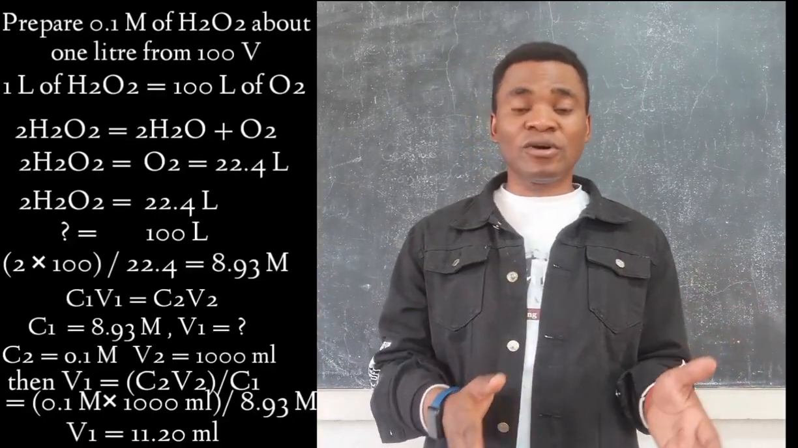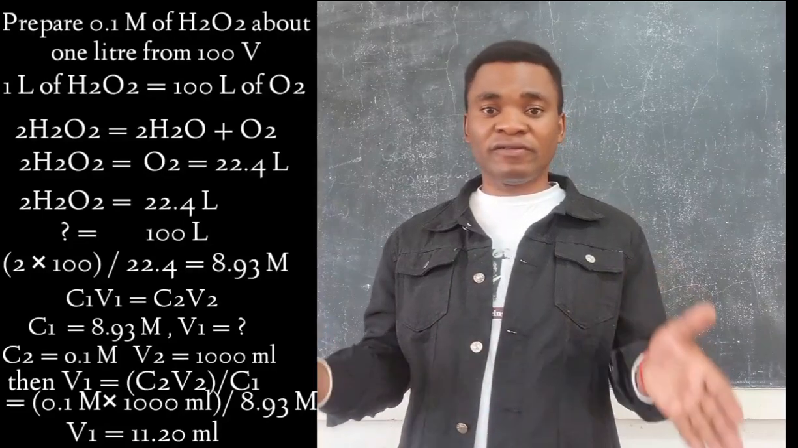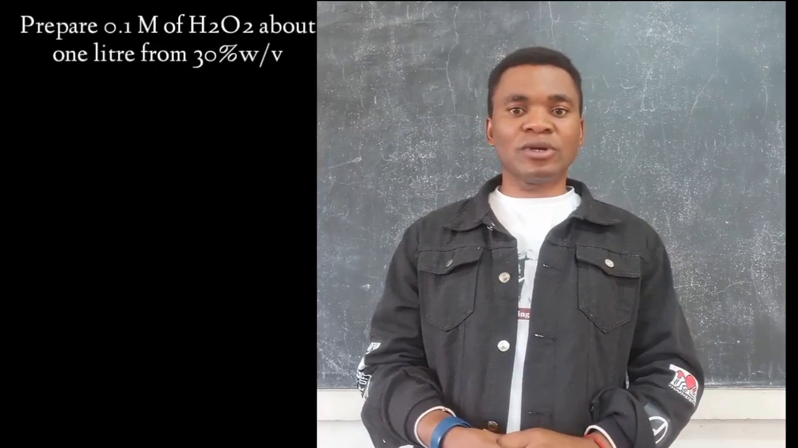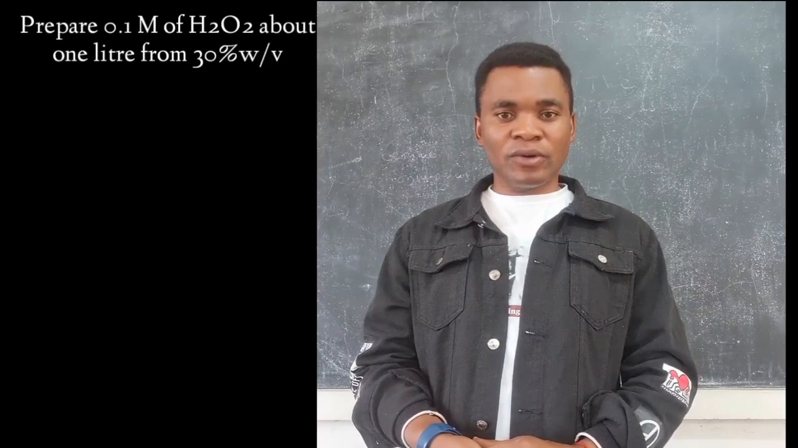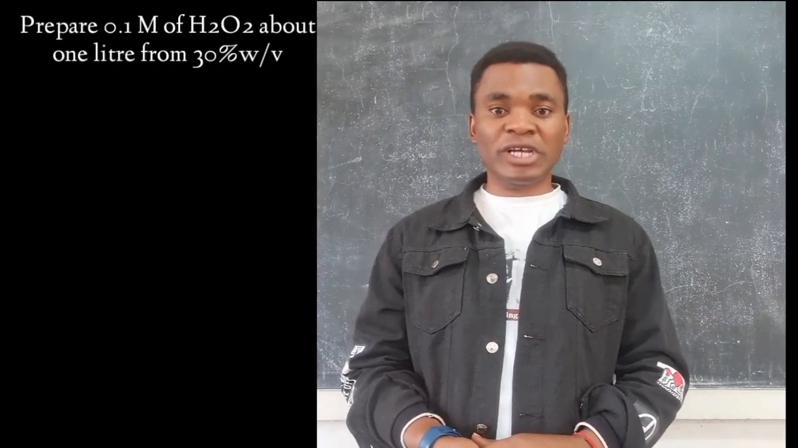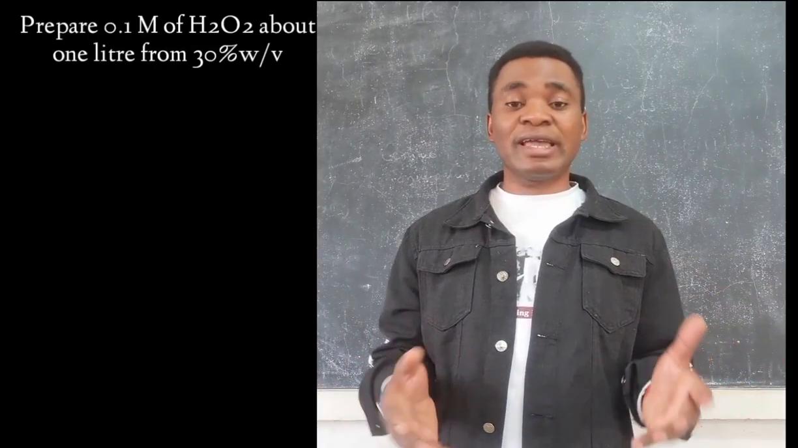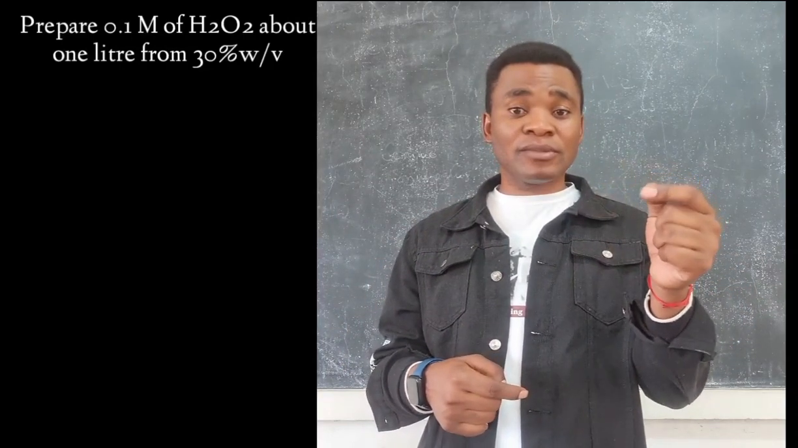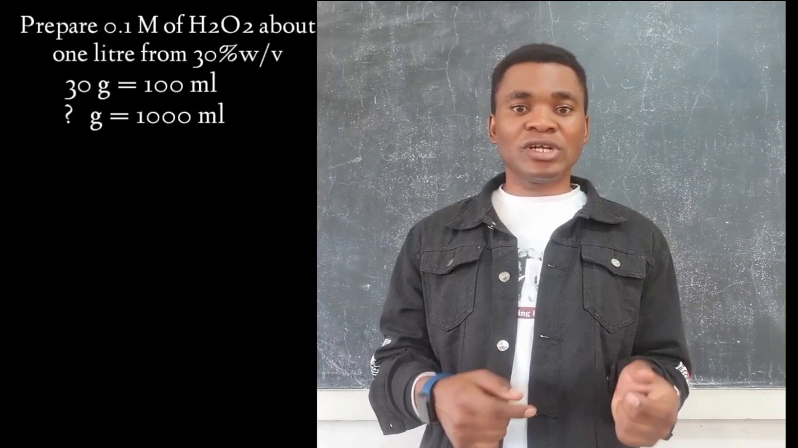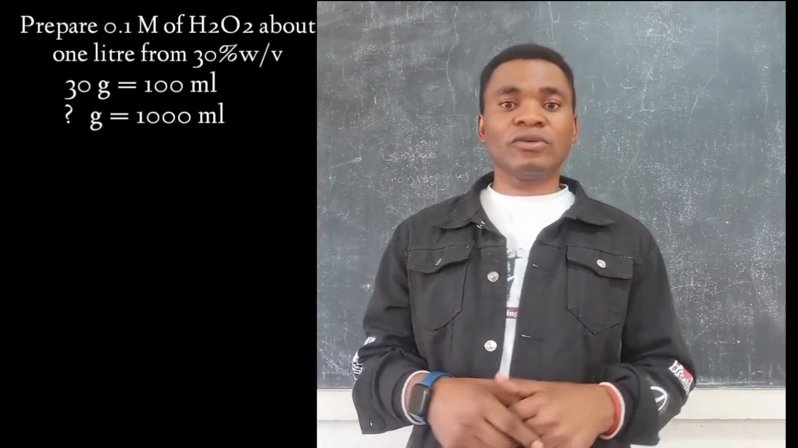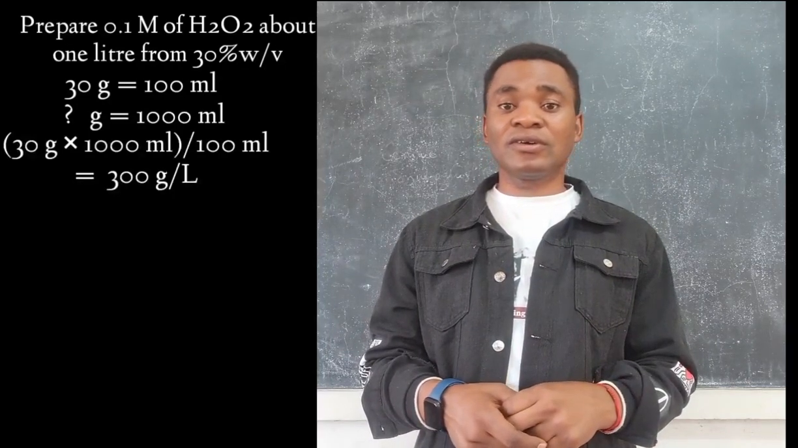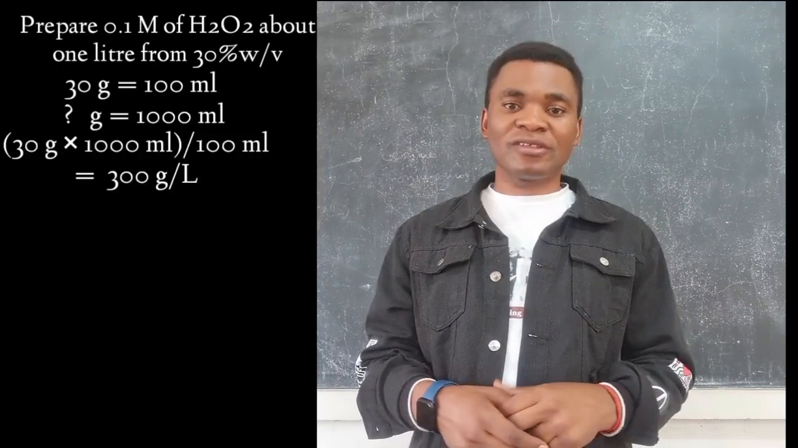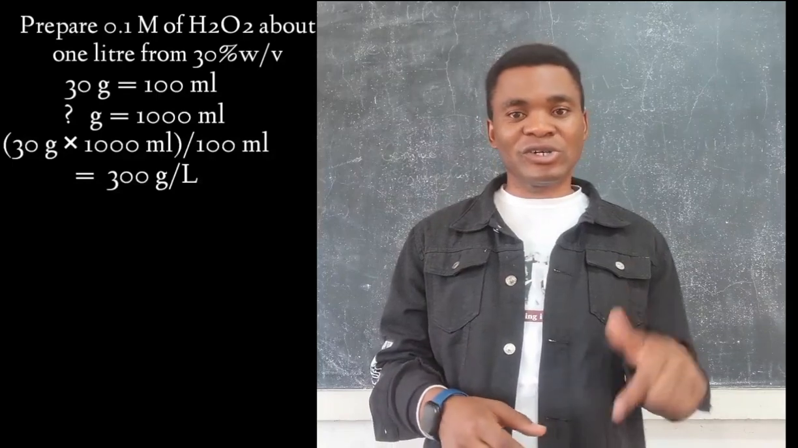Sometimes they can say 100 volume or 30 volume or 50 volume or 10 volume, it depends. Okay, the next task says prepare 0.1 moles of hydrogen peroxide again, about 1 liter, from 30% weight by volume. So now it has been given to us as weight strength. When they say 30%, it means there are 30 grams in 100 ml of solution. So we need to know how many grams are in 1000 milliliters. We cross multiply here and we get 300 grams. So this means there are 300 grams in 1000 milliliters, or 300 grams per liter.